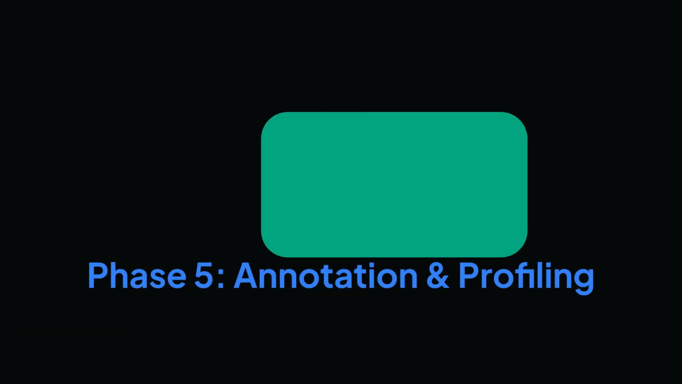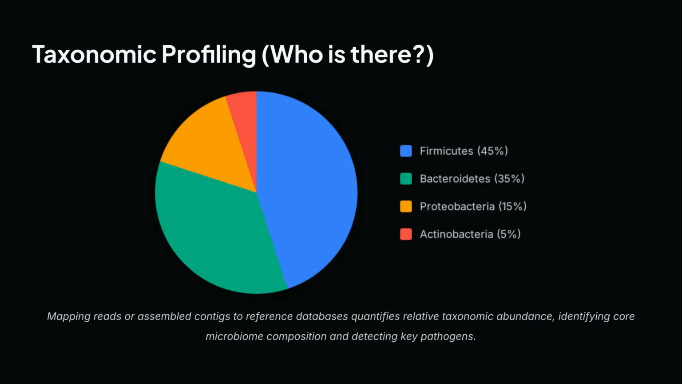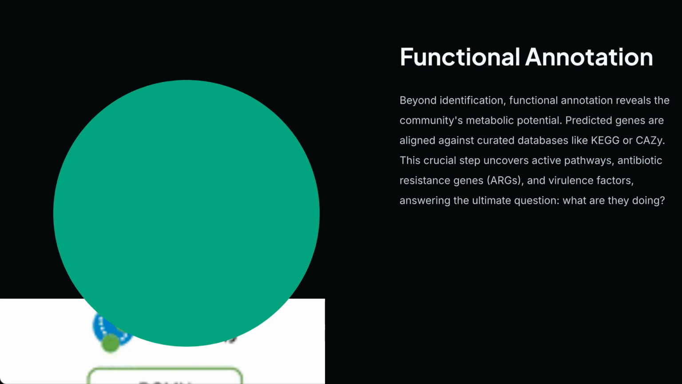We have reached Phase 5, annotation and profiling, the final stage where we interpret the assembled sequences. Taxonomic profiling answers the question, who is there, by mapping reads to databases, quantifying relative abundance, and identifying core microbiome composition and key pathogens. Functional annotation reveals the community's metabolic potential, answering, what are they doing?